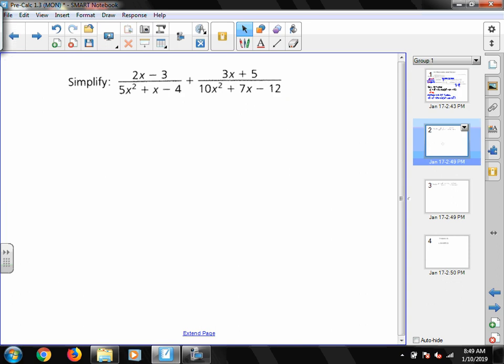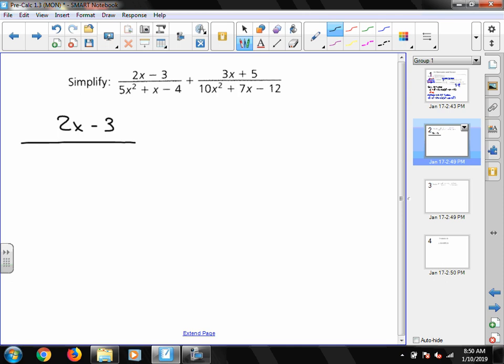So let's take a look at a couple examples here. We're going to add these fractions. Now, if you remember from about a minute ago, I said we need common denominators if we're going to add fractions. So hopefully you guys all recognize already that we do not have common denominators. So what we're going to do is we're actually going to factor our two fractions. So I'm going to have 2x minus 3 divided by, now 5x squared plus x minus 4 is going to factor into 5x minus 4 and x plus 1.